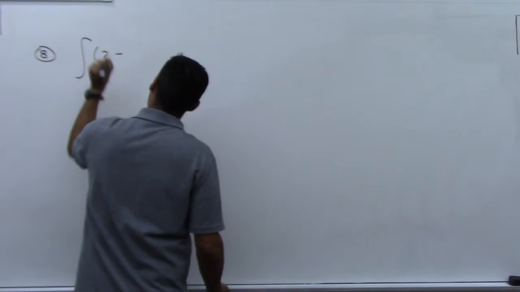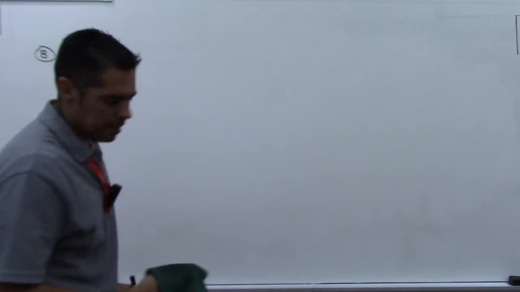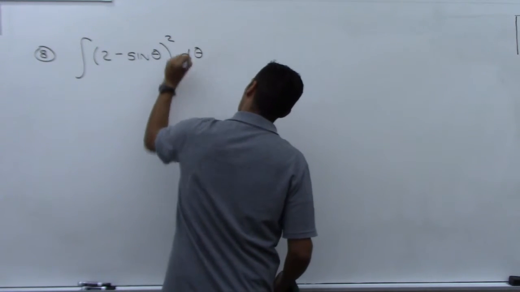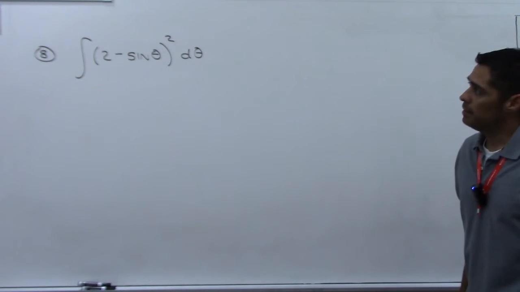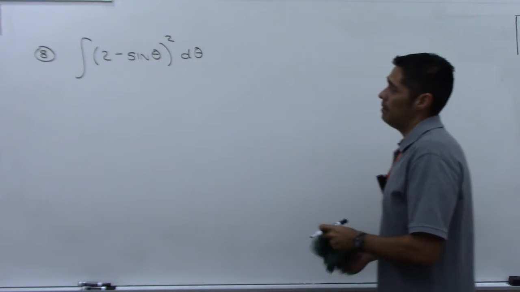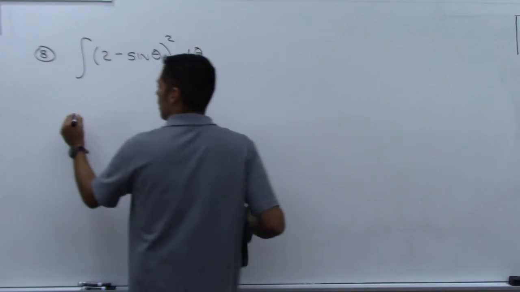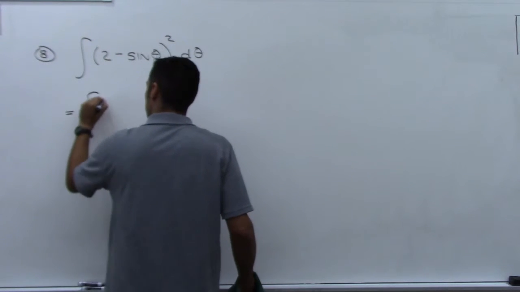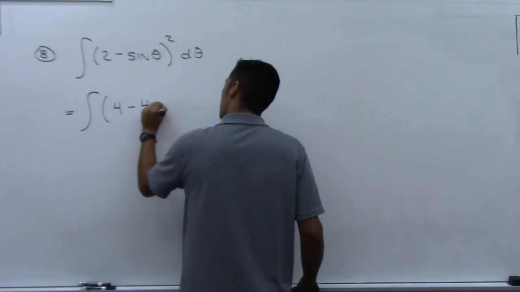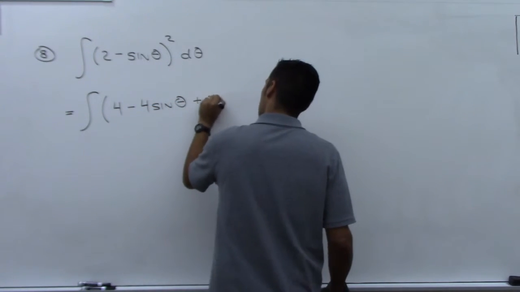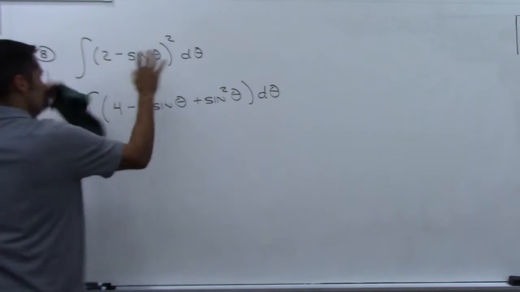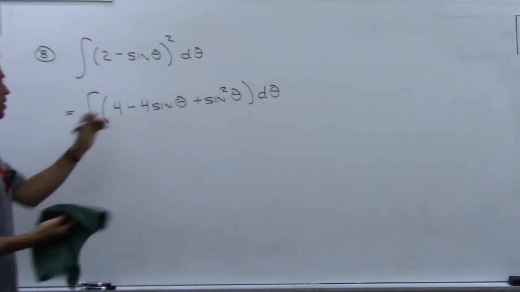Integral of 2 minus sine theta, that whole quantity squared, d theta. All right, so you look at this and you're like, okay, I could take the antiderivative of these individually, but it's being squared, so I can't do that. So why don't we just square it out? I'm going to try and save us some time. I'm going to square this out in my head, and hopefully I'll get it right. 4 minus 4 sine theta plus sine squared theta d theta. So if you take this times itself, set them up, do the FOIL, collect like terms, you should get that.